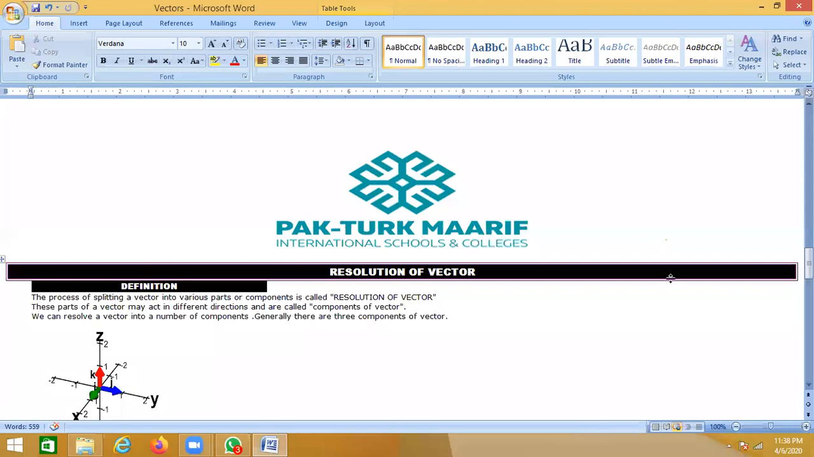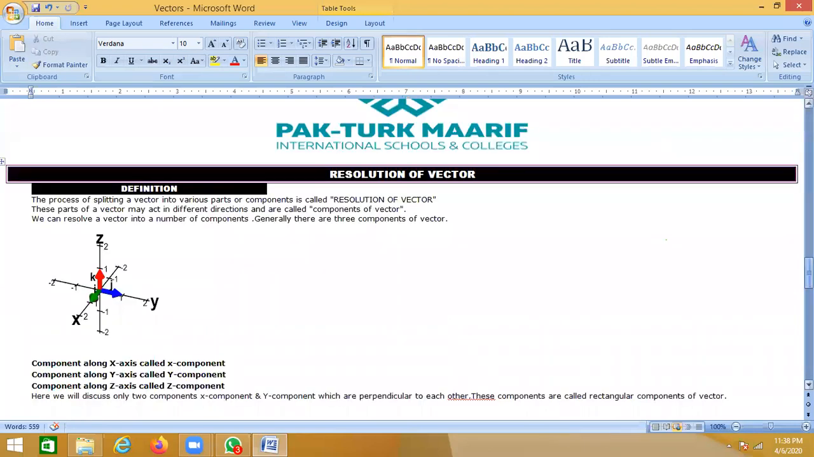Okay, so the next step is resolution of vector, right? So basically what we have to do here is see how we are going to resolve a vector into its components. A vector can be resolved into two or more components. Maximum you can resolve a vector into its three components, right? What are those three components? X, Y, and Z, right? So a vector can be resolved into its three components.